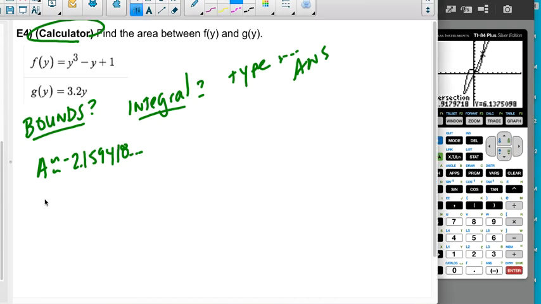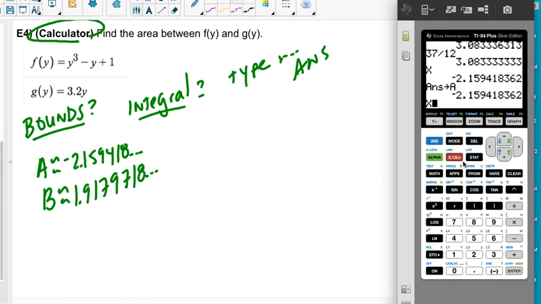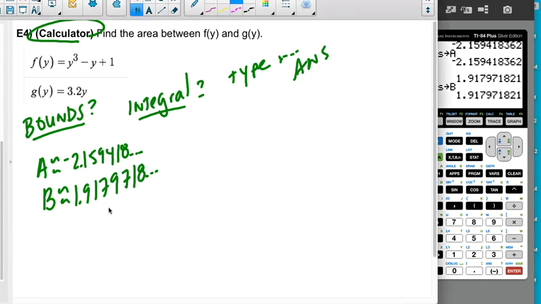All right, and I get that my B is approximately 1.917918, right? And I'm going to quit out, second quit. I'm going to hit X, and then I'm going to store that as alpha B, right? So once I've done that, my integral, right? So then the area, so that's the first part of my job.